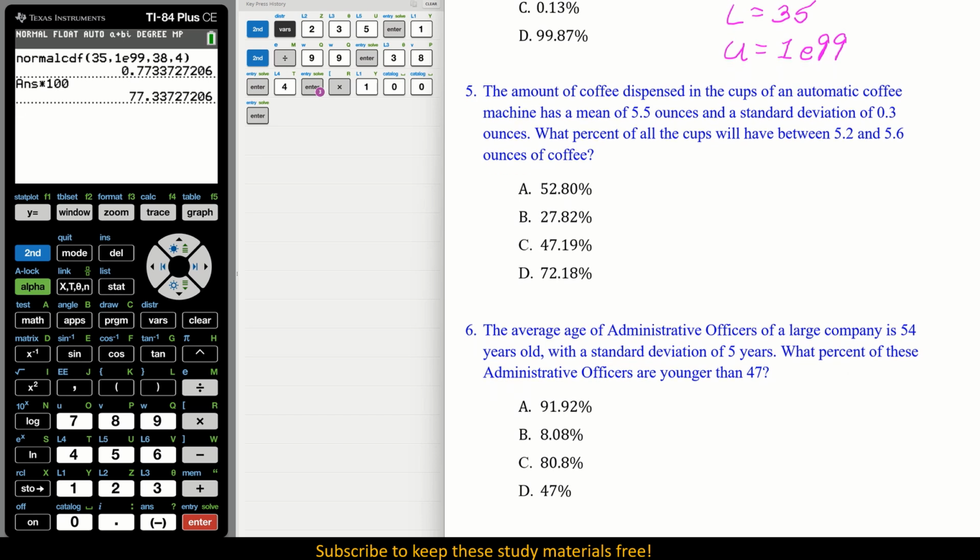The amount of coffee dispensed in the cups of an automatic coffee machine has a mean of 5.5 ounces and a standard deviation of 0.3 ounces. What percent of the cups will have between 5.2 and 5.6 ounces of coffee?